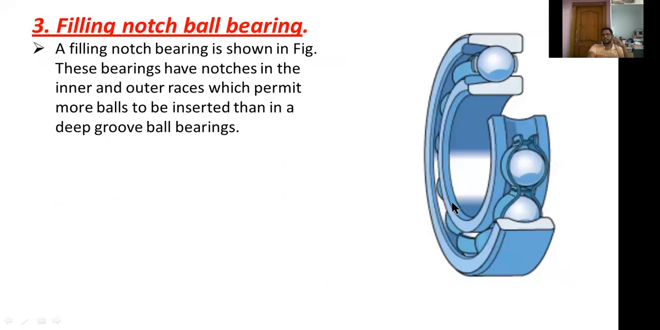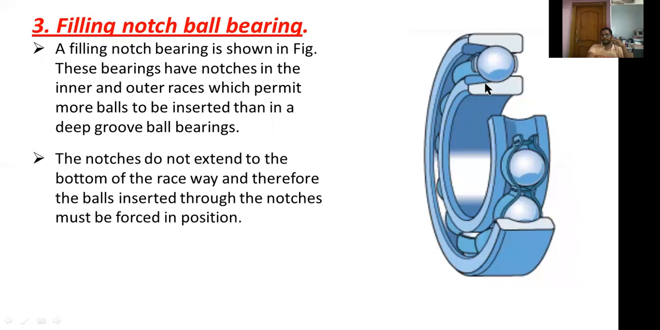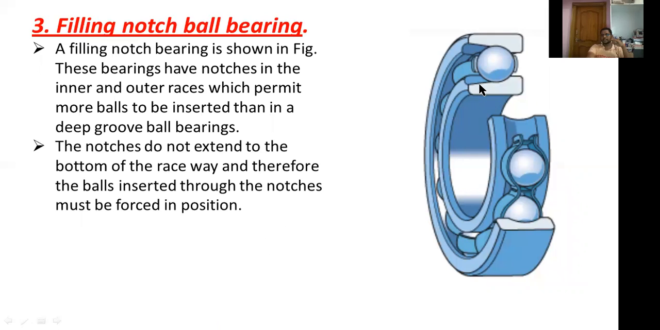Now this is a filling notch ball bearing. A filling notch bearing is shown here. These bearings have notches, in the inner and outer races, which permit more balls to be inserted than in a deep groove ball bearing. The notches don't extend to the bottom of the raceway, and therefore the balls inserted through the notches must be forced into position.